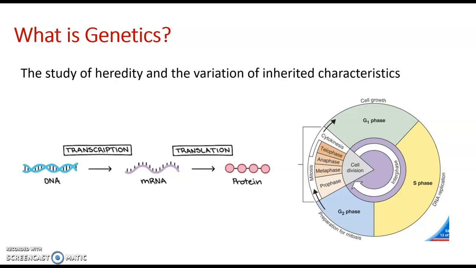So genetics is the study of heredity and the variation of inherited characteristics. In the study of genetics, heredity is the passing of genetic material and then all of the associated traits that go with them from the parent to the offspring. So we're going to look at how you get the combination of genes that you inherit from your parents and then describe those principles of inheritance.